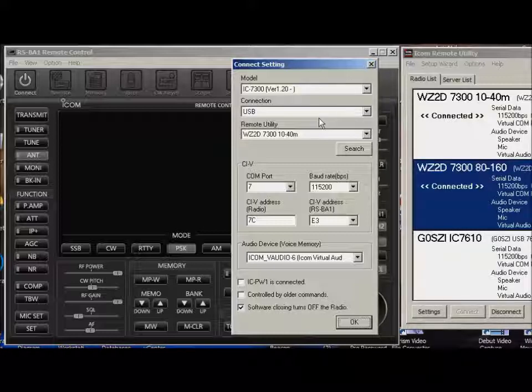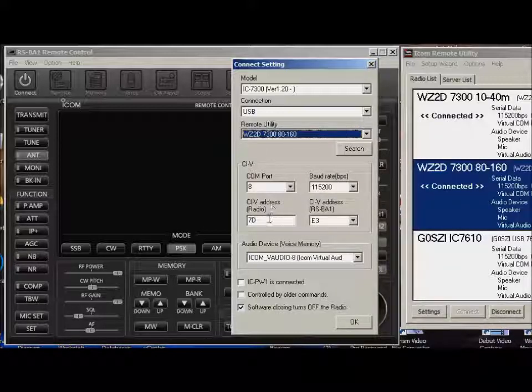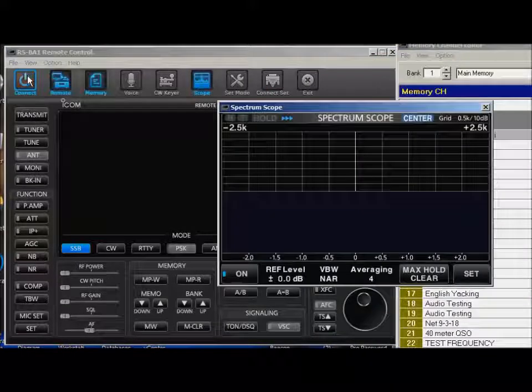F7300 USB. Now watch, remember the 7 and the 7C. Let me pick the other radio. This is now 8 and 7D. Those are the COM ports on this one. I'm still connected to both of them, but I'm only able to connect RS-BA to one of them. So I bring this up, go to connect.